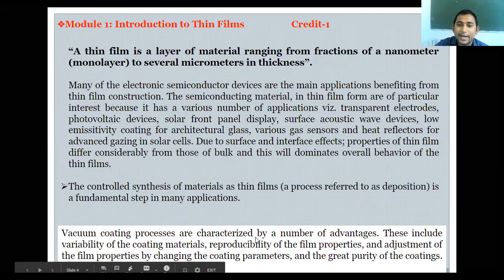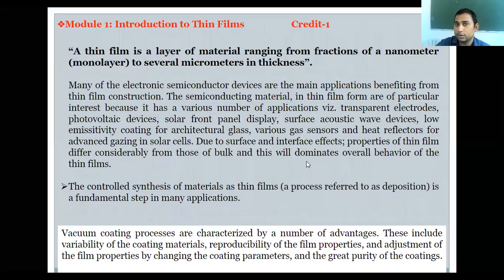Vacuum coating processes are characterized by a number of advantages. I will show you some very important examples by showing some videos. These advantages include variability of the coating materials, reproducibility of the film properties, adjustment of the film properties by changing the coating parameters, and the high purity of the coatings.